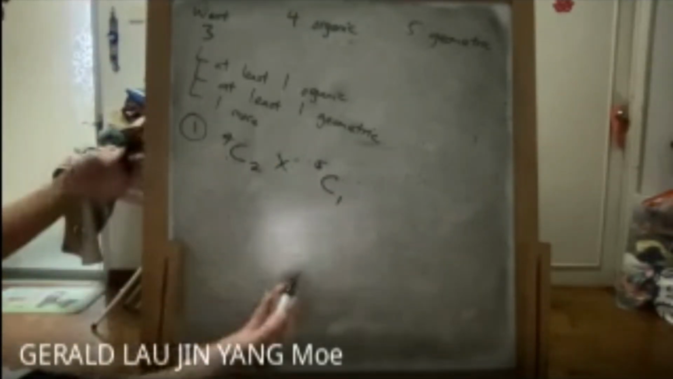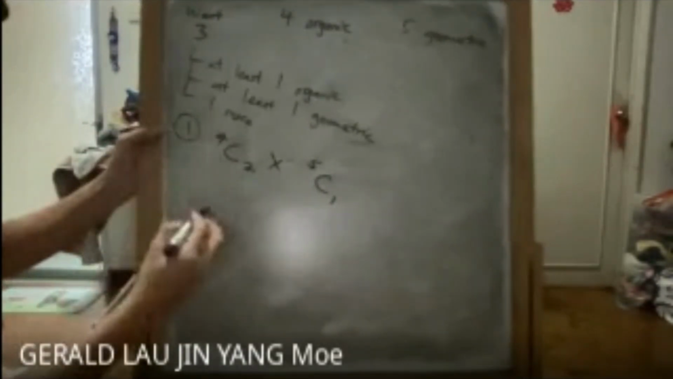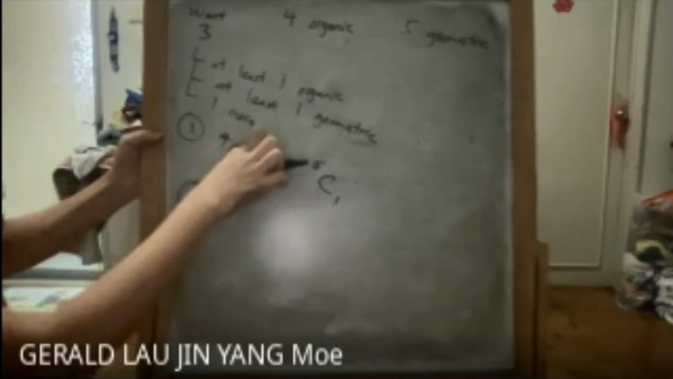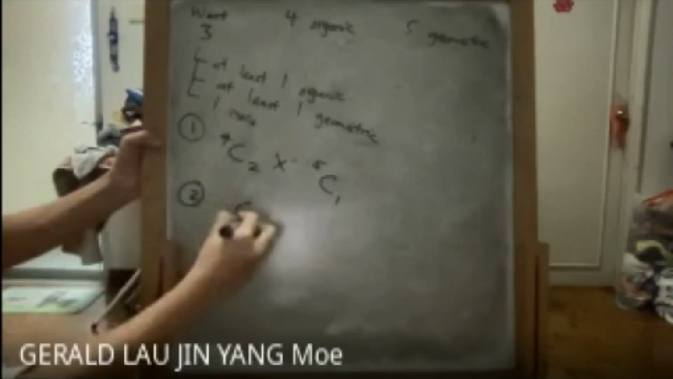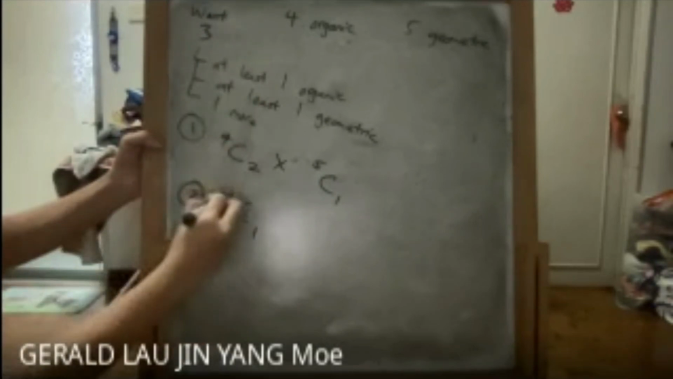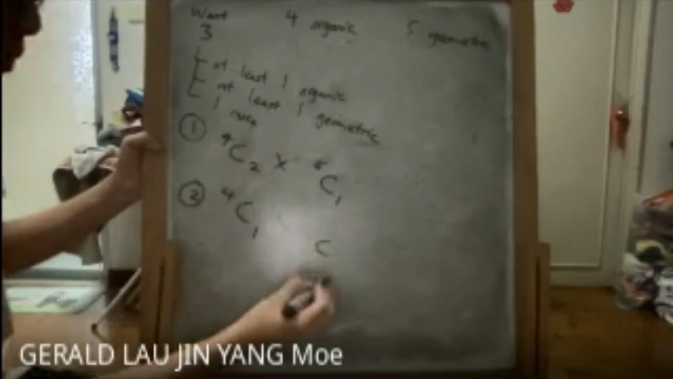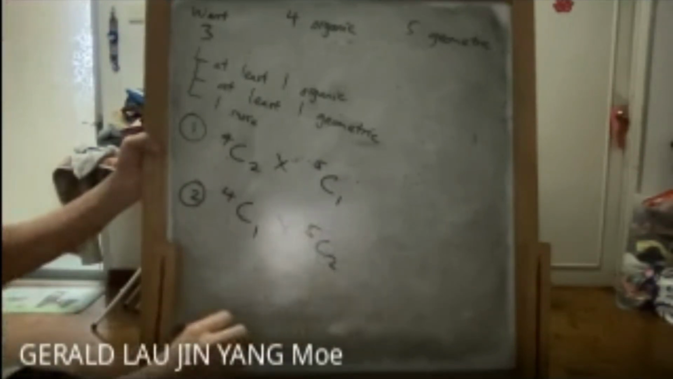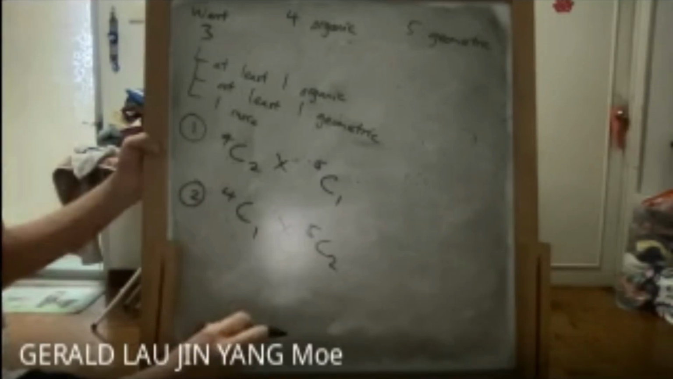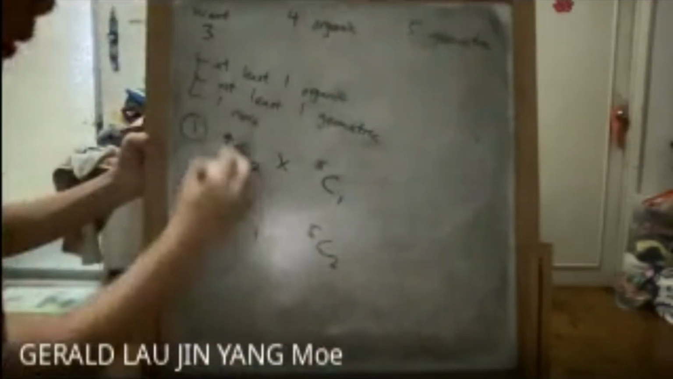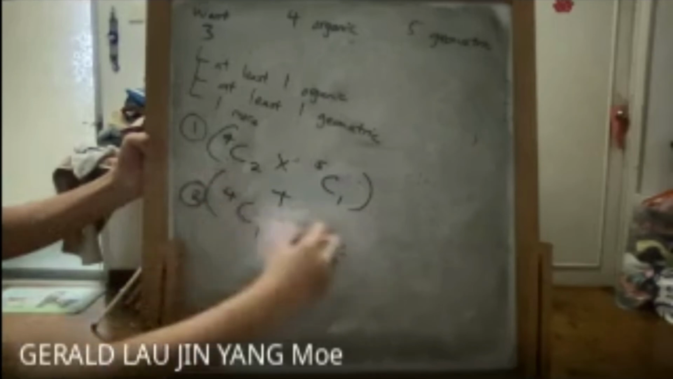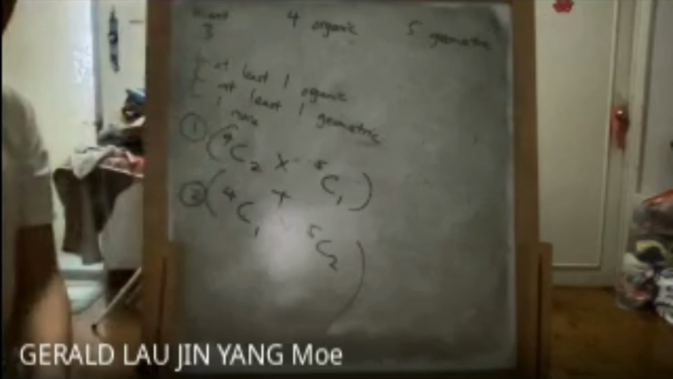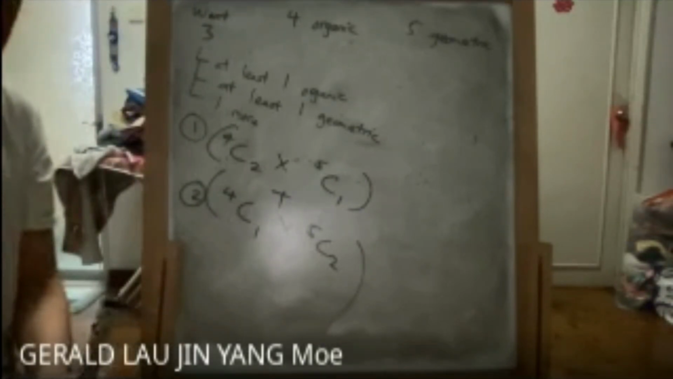Okay, that is your first possibility, or your first outcome. Second possibility, this one I want geometric. So organic you only choose 1. How many organic? 4. Geometric, I want to choose 2 out of how many? 5. Good. So this is the second possibility. So your total is this one plus this one. This one is actually considered an easy question because there's only 2 possibilities. Normally SPM can give you 3, you know.